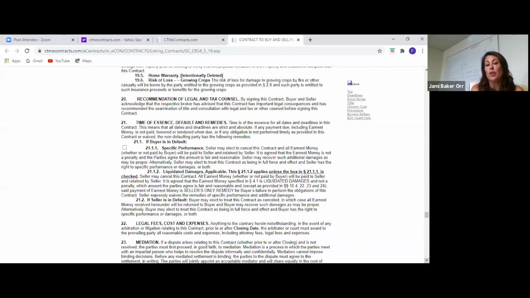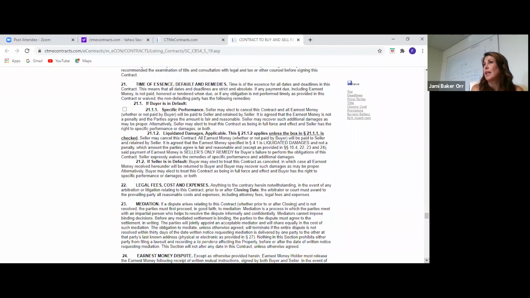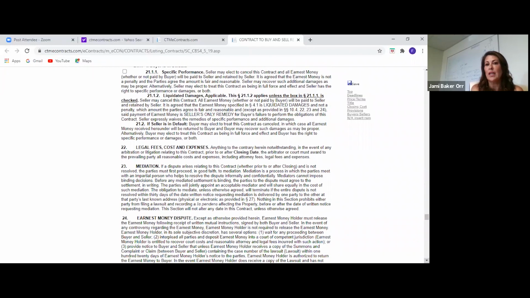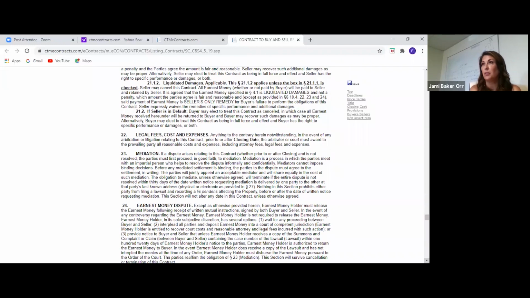Walkthrough, home warranty, normally you don't see on land. I'm not a tax consultant or an attorney, so if you need tax or legal advice, you should seek it. Liquidated damages is your earnest money. Specific performance means you're going to buy the property. You're not going to back out, that you're committed.